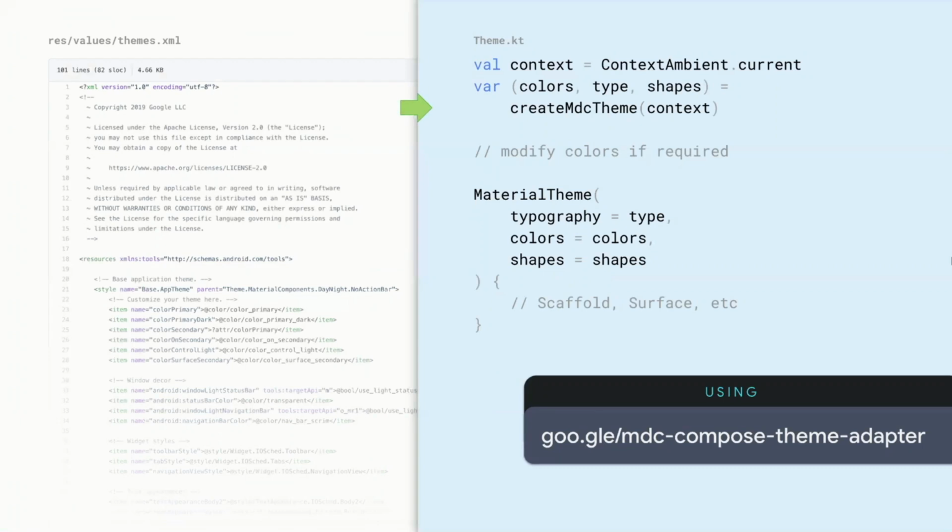Now, the adapter library also allows you to customize the generated theme parameters. So say you want to tweak the colors just for your Compose elements, or you want to add some dynamic theming just in Compose, we can do that. So instead of using MDC theme, the function, you would call create MDC theme, and that passes the individual parameters back to you, and then you can customize as needed. But then the responsibility is on you to pass them through to material theme. So it allows you to do that if you need to.